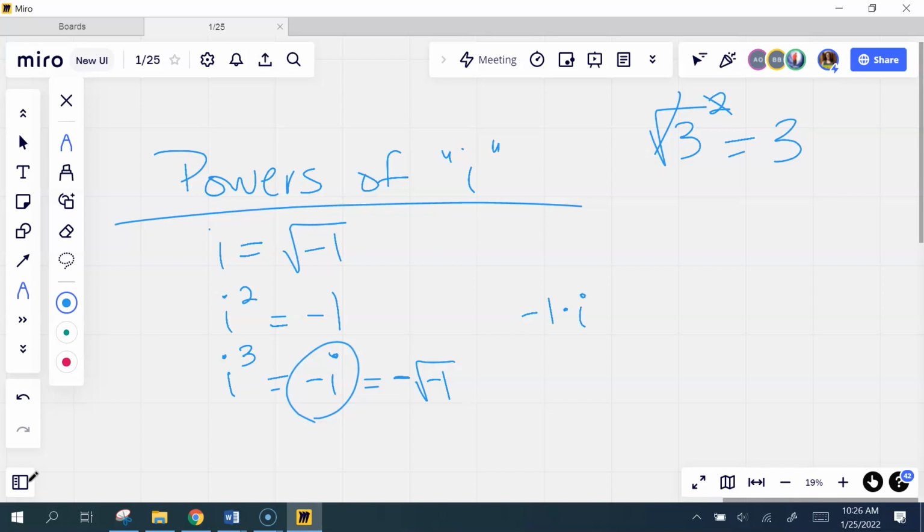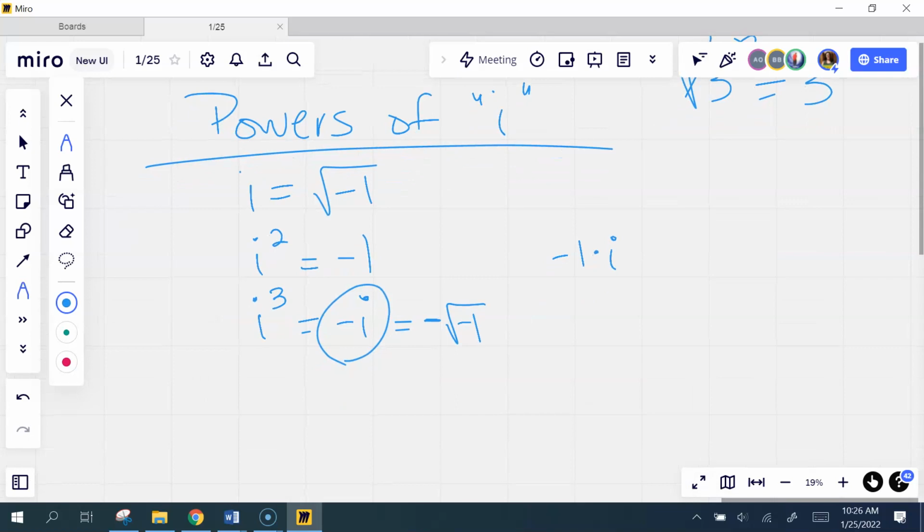This gets real confusing. Stay with me because I'm going to keep going. What if I went to i to the fourth? So I'm going to square i squared. So what is i squared? What if I square that? Positive 1. You're exactly right. I'm going to go a little bit further because I'm extra.